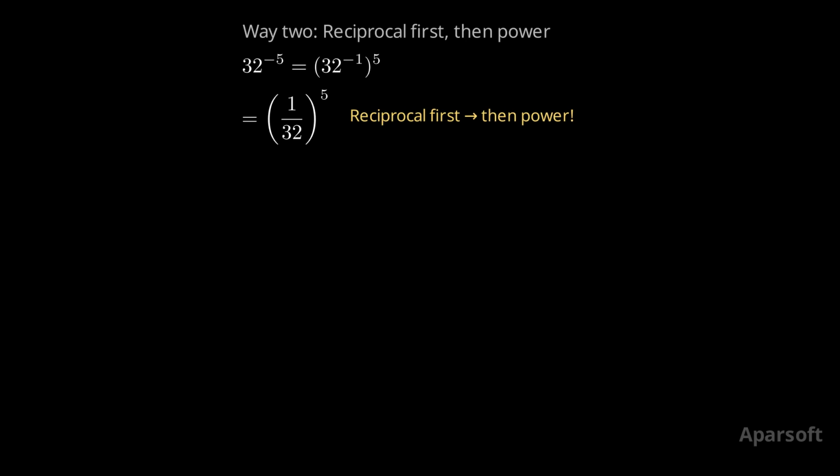Way 2. Split -5 as -1 times 5. So 32 to the power -5 equals 32 to the -1, all raised to the 5th. Now, 32 to the -1 is 1 over 32. So this becomes 1 over 32, raised to the 5th. Take the reciprocal first, then raise to the positive power.